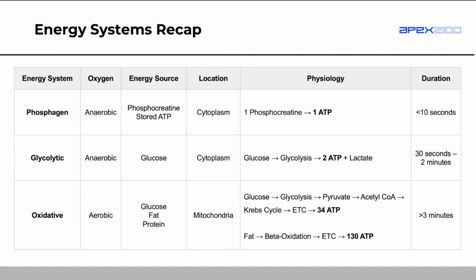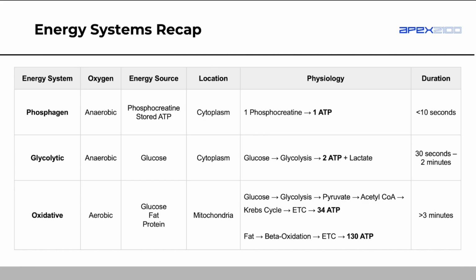The glycolytic system, also anaerobic. This system breaks down glucose in the cytoplasm of the cell through glycolysis to produce 2 ATP molecules and lactate. It supports moderate to high intensity activities lasting from 30 seconds to 2 minutes. As the activity continues, this accumulation of lactate can lead to fatigue and that burning sensation.